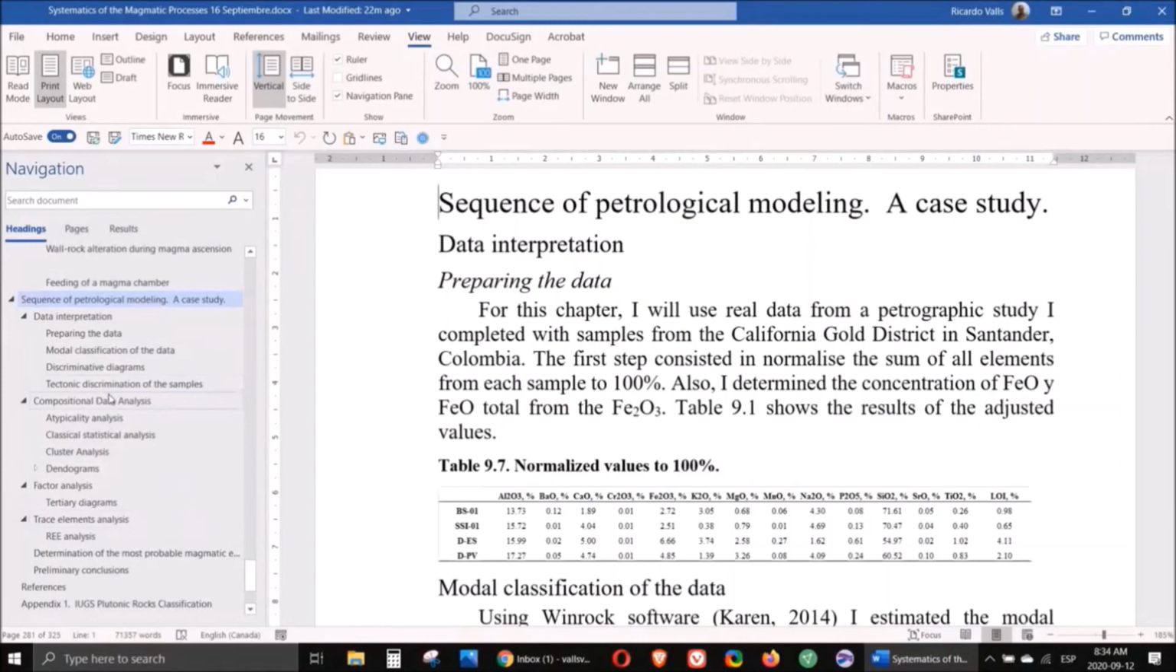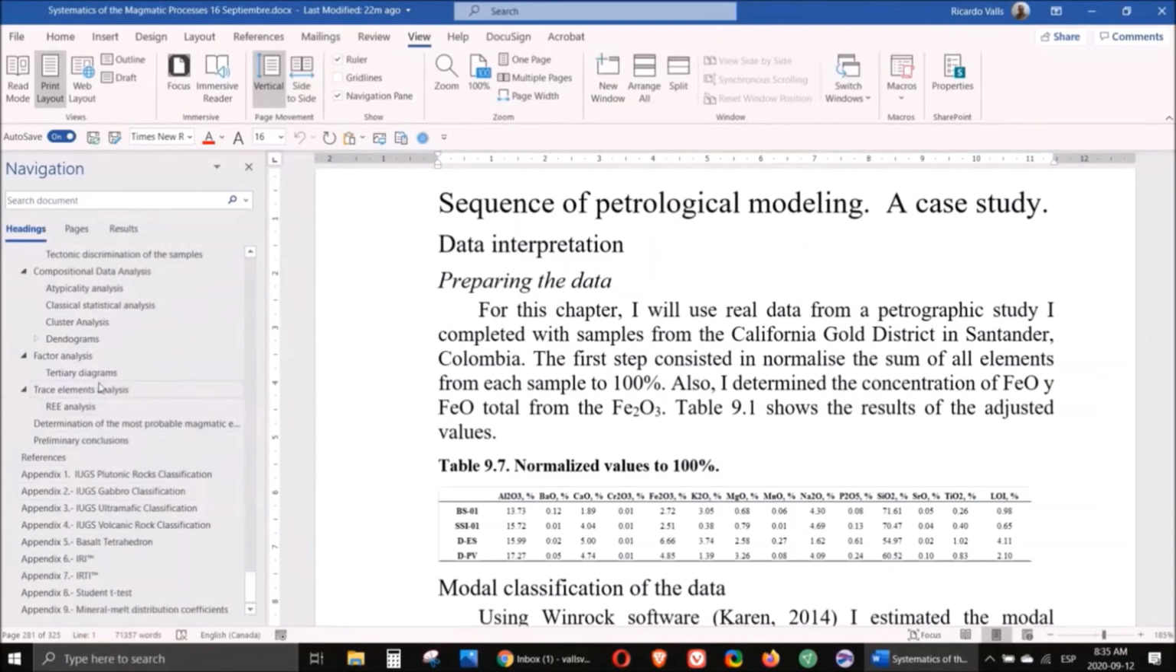There is a section in the book dedicated to compositional data analysis, which, as I mentioned before, is the most important statistical tool that you will have, especially if you work with correlations. We also talk about factor analysis and many other mathematical tools that you can use to study your data.